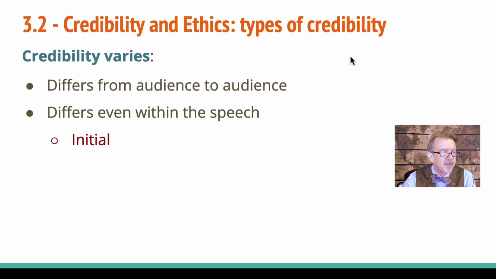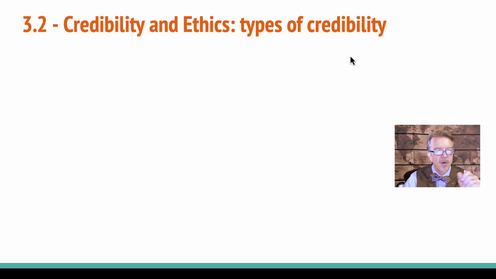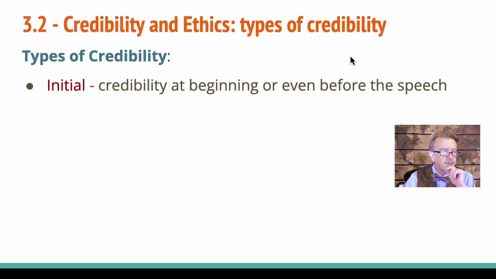Okay. There's also credibility called initial credibility when you first start, how you get up there. That's how you look, what the audience knows about you or doesn't know about you. There is derived, which is during the speech, and then terminal at the end. So let's break those three down into more details.